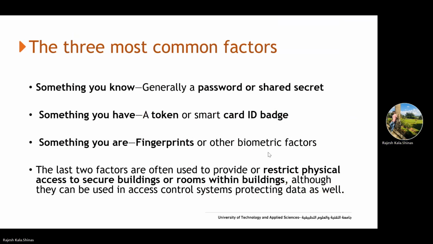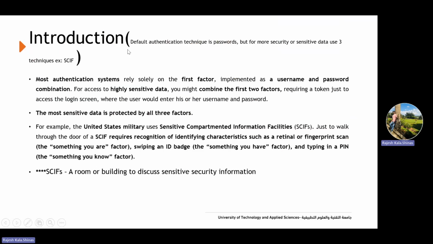Whenever you access a secure building or security room, we use two of these. First, we scan the ID. After you verify that ID successfully, then you go for the fingerprints. So for a secure room, for more authentication, we use these two common factors. There are three, but mostly for secure access, we need to use these. Then in the introduction, whatever is written here, I just mentioned here.